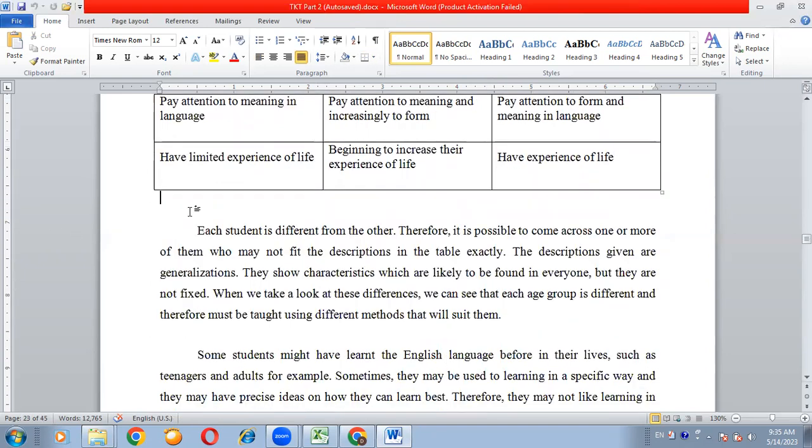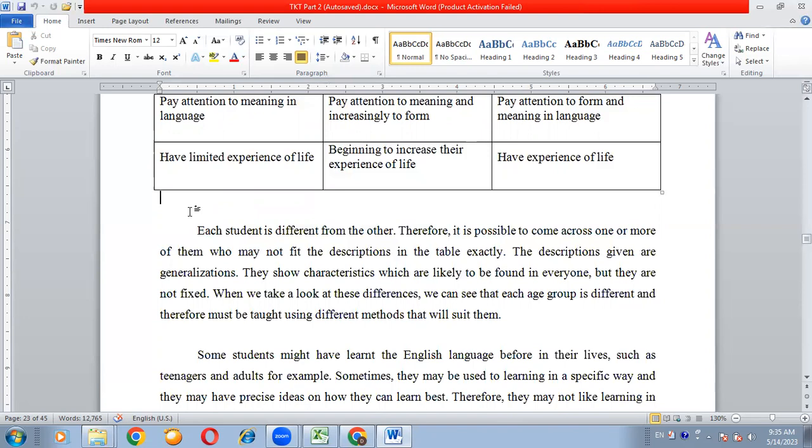Each student is different from the other. Therefore, it is possible to come across one or more of them who may not fit the descriptions in the table itself. The descriptions given are generalizations. They show characteristics which are likely to be found in everyone. But they are not fixed, they can be changed or can be different.